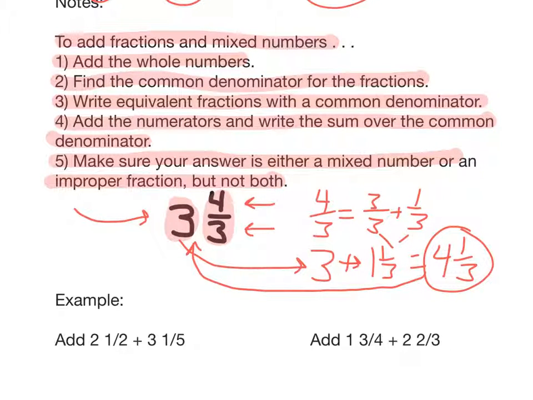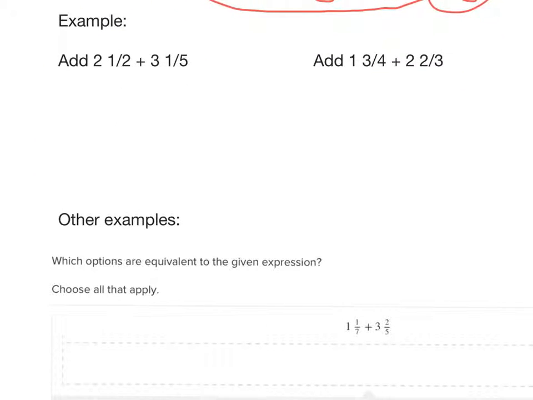Okay, so your examples. Here we go. Two examples. Put these both in your notes. We're going to add 2 and 1/2 plus 3 and 1/5. I like to add them up vertically, so line them up one over the other: fractions lined up, whole numbers lined up. So we're going to add. I'm adding the whole numbers. 2 plus 3 is 5.